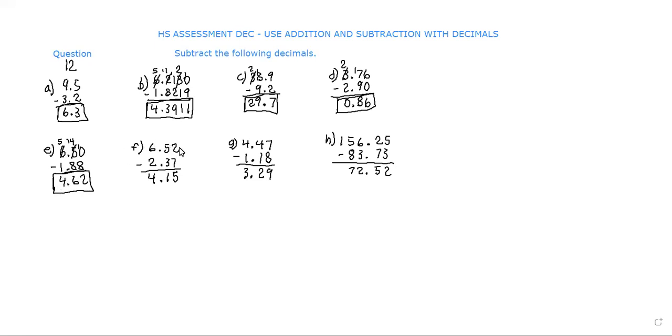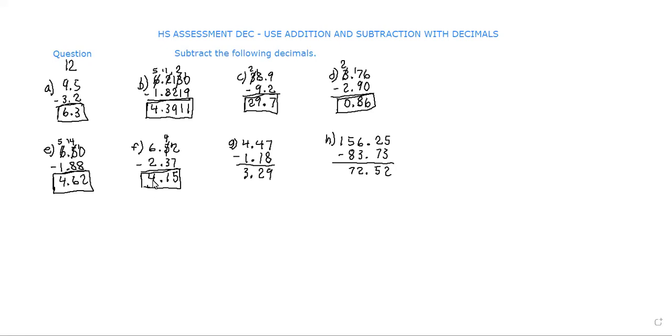Now let's do letter F. 2 minus 7, we cannot do that. We must borrow 1 from the place value on the left, so that 5 on the left becomes a 4, and that 2 becomes a 12. Now we can do it. 12 minus 7 is 5. 4 minus 3 is 1. 6 minus 2 is 4. So our answer is 4.15.